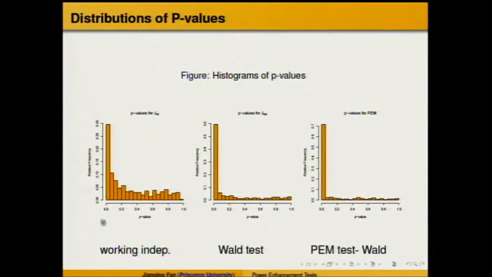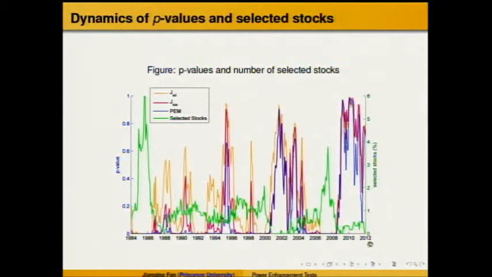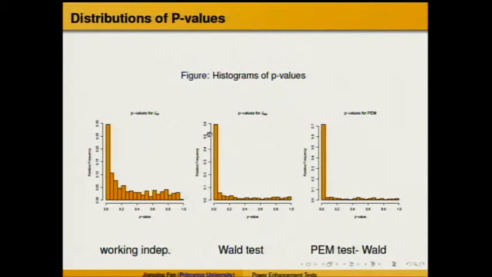Here are the p-values that I show you over about 20 years of monthly tests, so about 240 tests, using 5-year rolling window tests. This is the p-value for the independence test, and this is the p-value for the Wald type of statistic. The Wald type of statistic overall is more powerful than the independence type of test. And with power enhancement, you will have a smaller p-value than that.